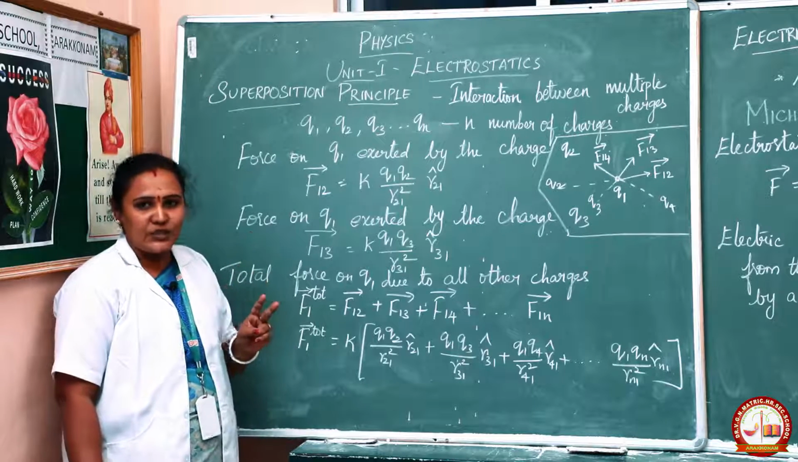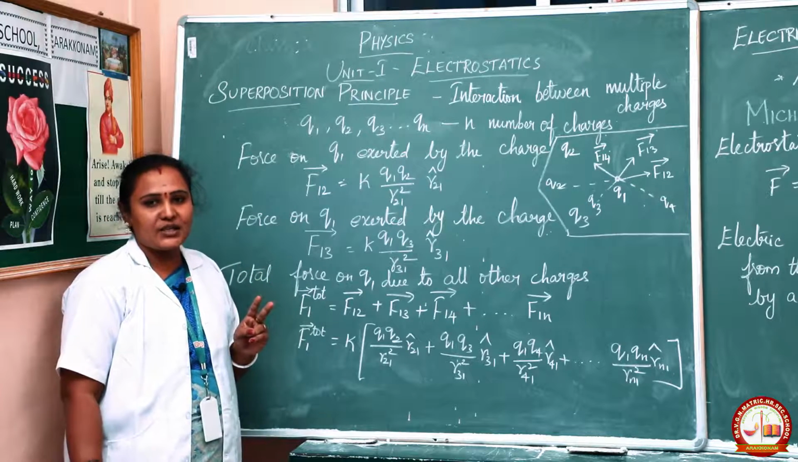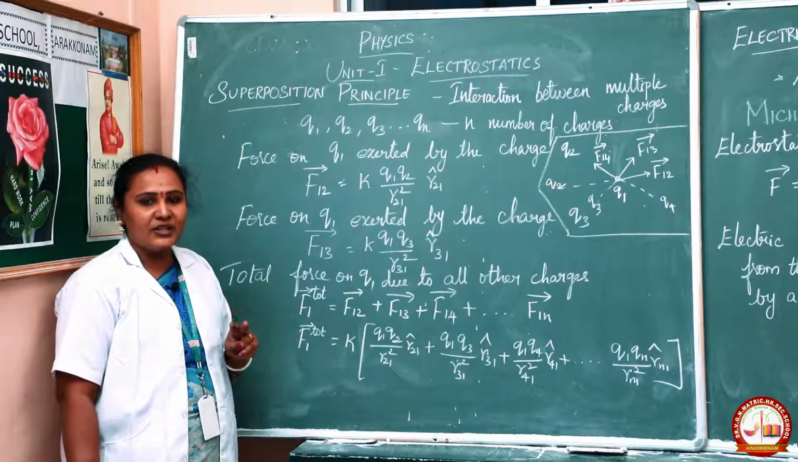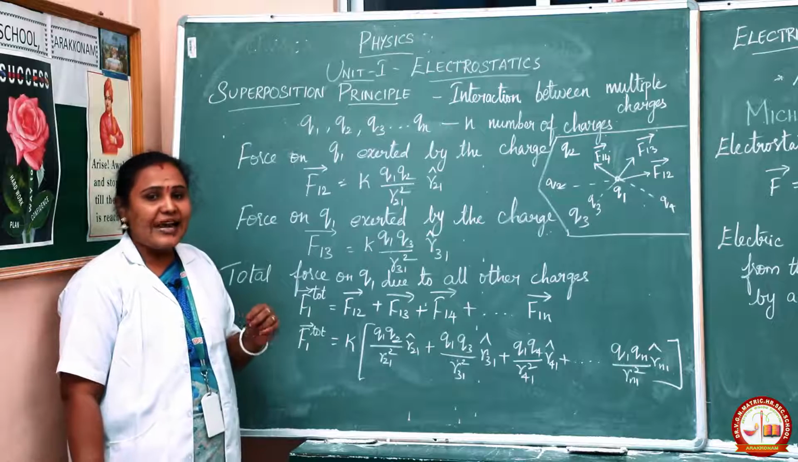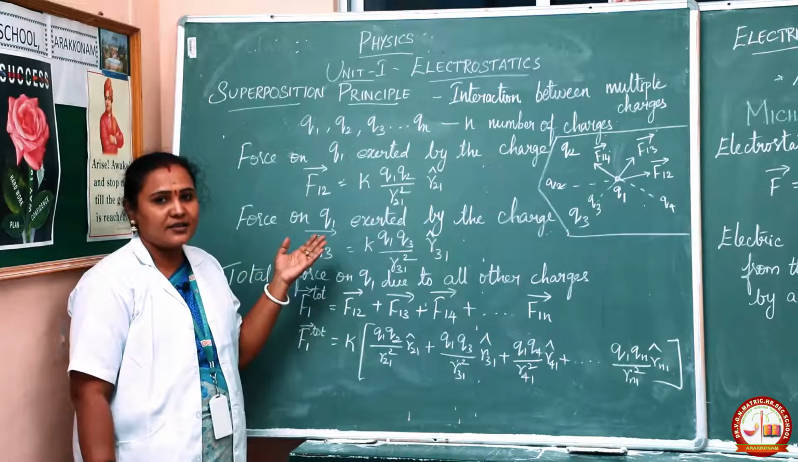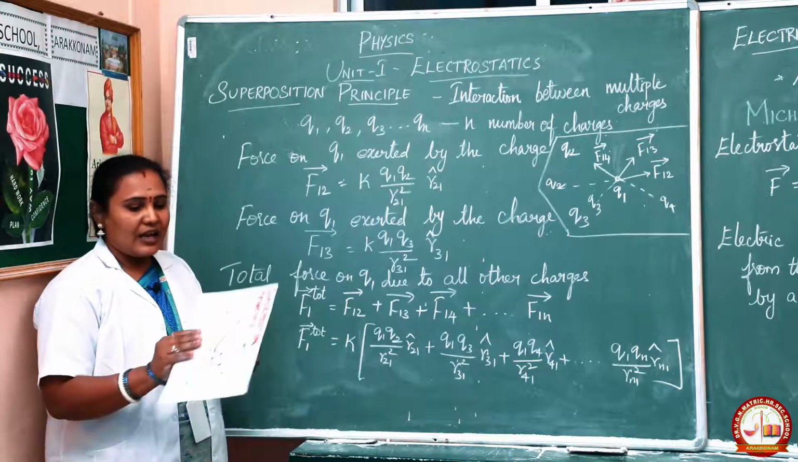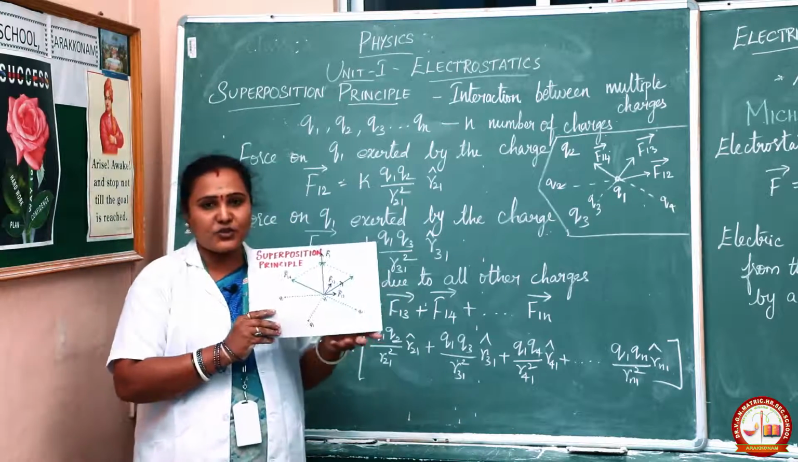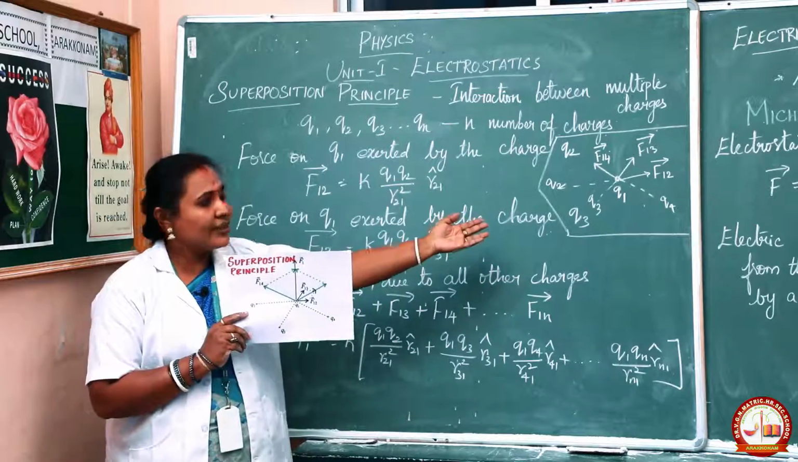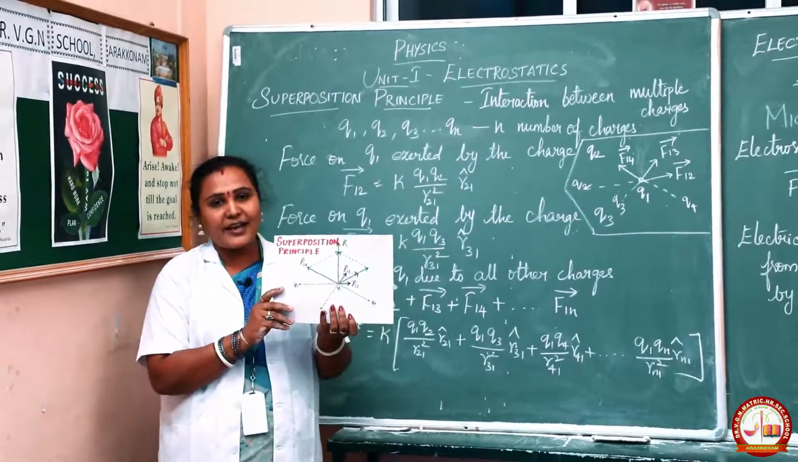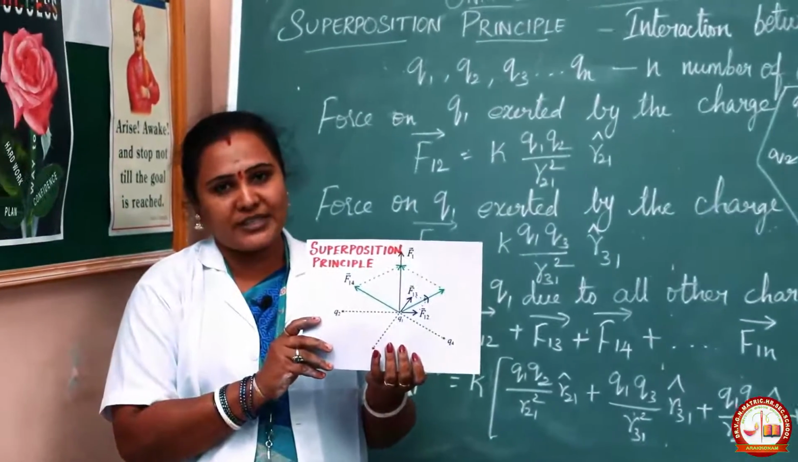In case there are two charges present, we will be using Coulomb's law for dealing with the interaction between the two point charges, and if there are multiple charges, we will be using this superposition principle. I'll show you one diagram for this superposition principle, which you can see on the board also. So here you can see the diagram of the superposition principle.